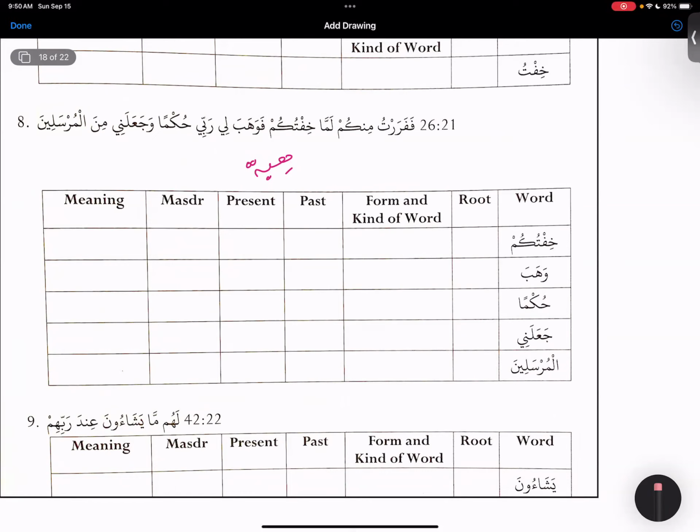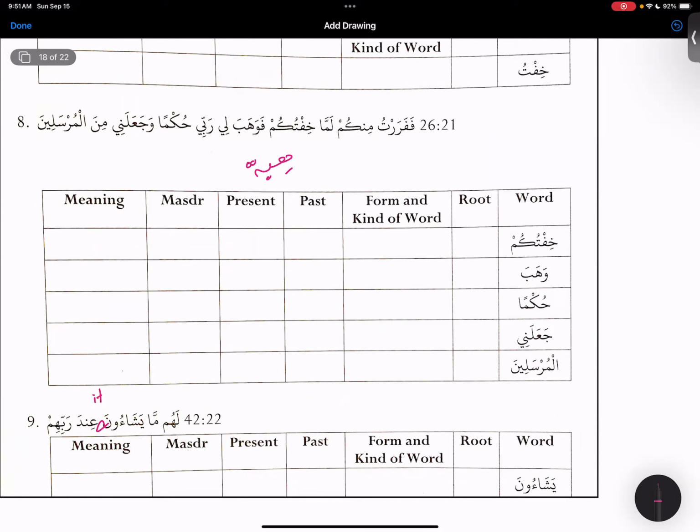Lahum ma yasha'una inda rabbihim. So lahum, for them, is ma yasha'una. Ma what? Ism mawsul. They all wish, yasha'una, whatever they wish. But where is the ayid? The ayid is missing. It should be yasha'unahu, because ma is huwa. So it is mahdhuf, right? So whatever they all wish for it.